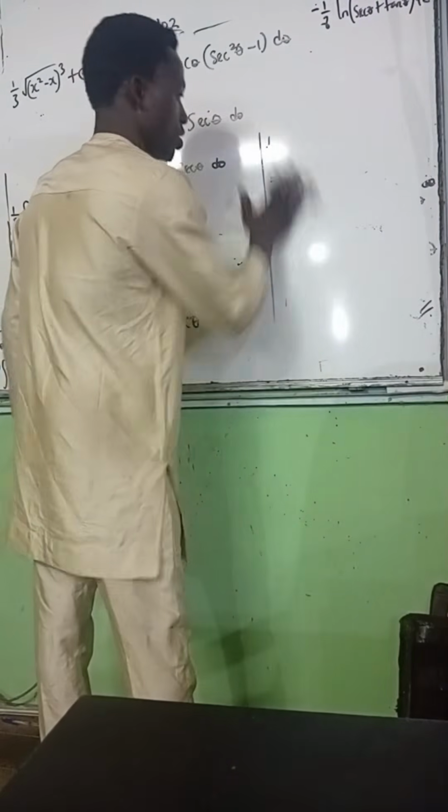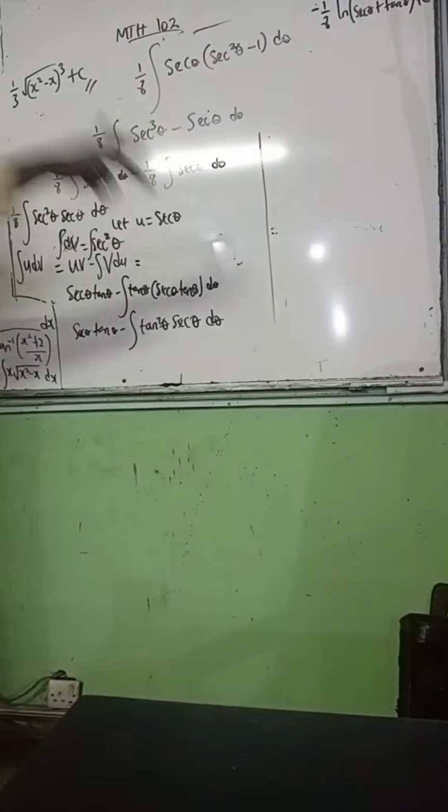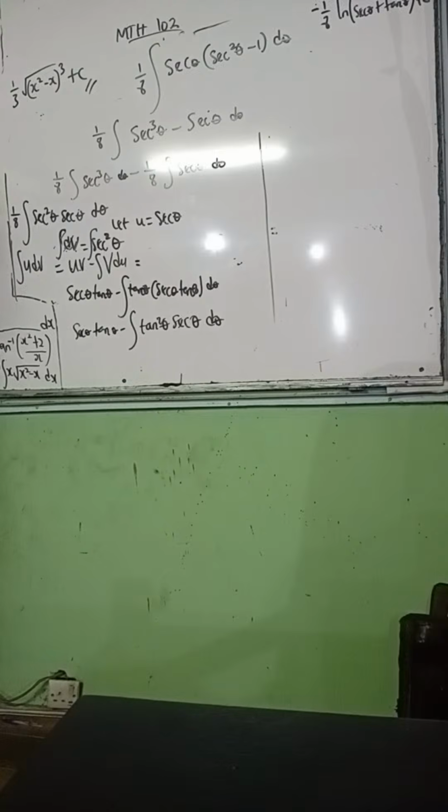That one is not done yet. I'm not done yet. I just want to clean so I can have space. So sec theta tan theta minus the integral of tan square theta sec theta. How do we integrate this?